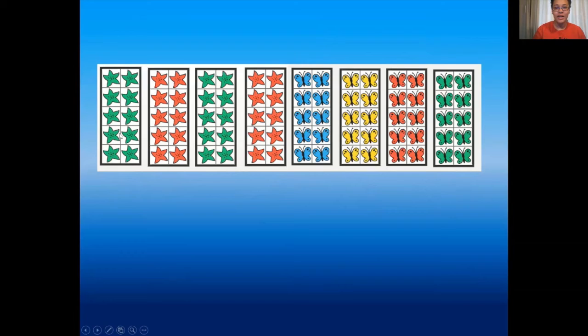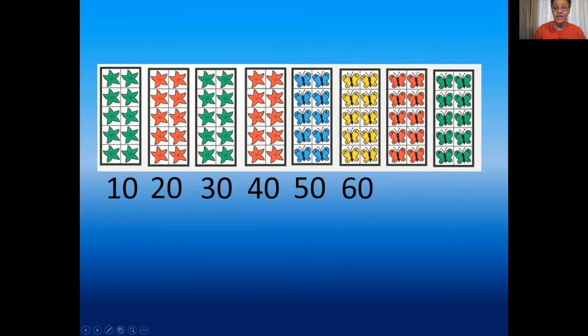Ready? 10, 20, 30, 40, 50, 60, 70, 80. Wow. So how many objects do we have on this page? Remember, your total number is the last number that you just counted. Right. We have 80 objects on this page.